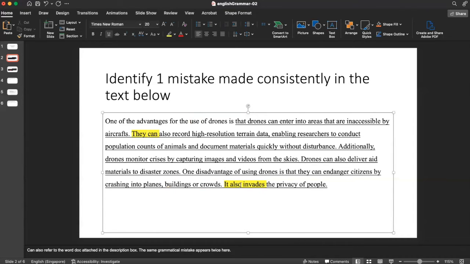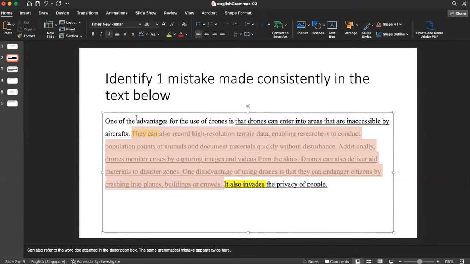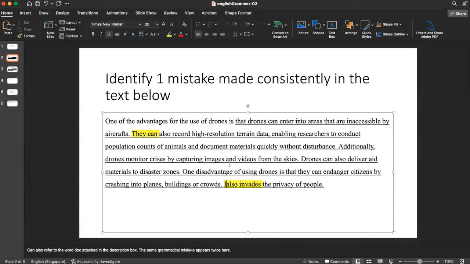Okay, and then here it is the same. So throughout the rest of the paragraph, the author is sticking to the use of the plural form of drone. And so this should be drones. Also, drones also invade the privacy of people. Okay? Okay, so now let's go on to talk about how to prevent making this kind of mistake during exams.